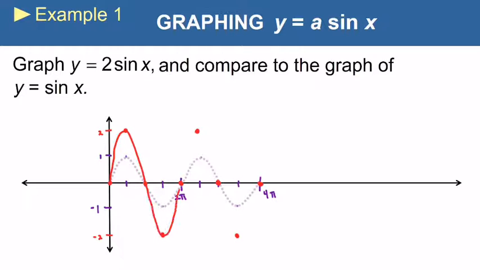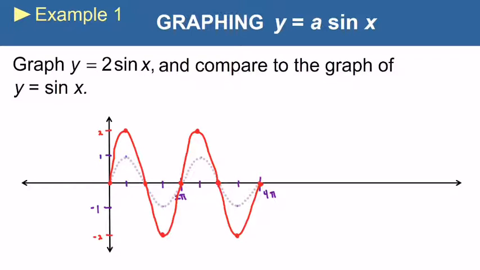And wherever the sine function is 1, 2 times 1 will be 2. And wherever it's negative 1, 2 times negative 1 will be negative 2. So when you think about the effect that this a number has on the graph, it just stretches it vertically. So it makes it more exaggerated, but notice it does not change its x-intercepts at all, because 0 times any coefficient would still be 0.